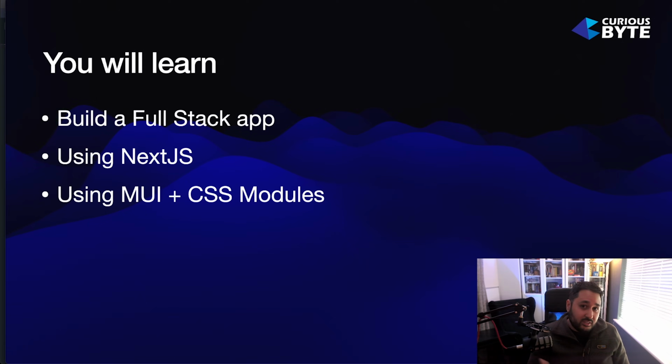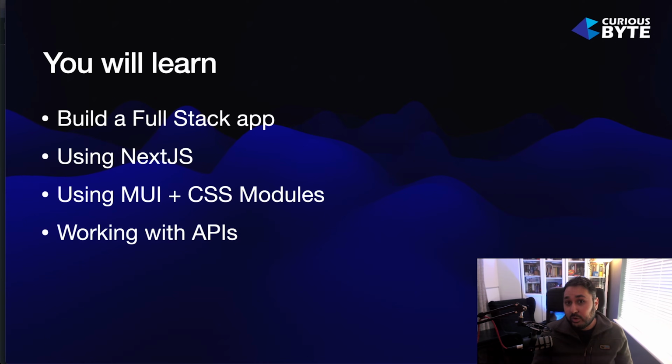We're going to be using Material UI, which is used by some of the biggest companies in the world. Off the top of my head, I believe Spotify, Amazon, Netflix, you name them, NASA, they all use it. And then paired with that, we're going to be using CSS modules as well to scope our styling to our components.